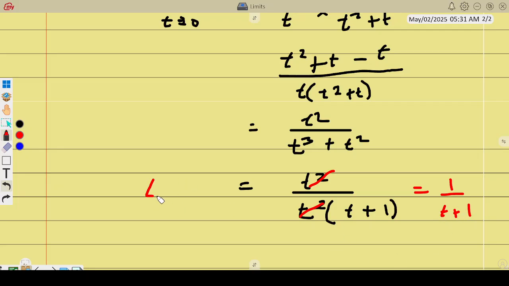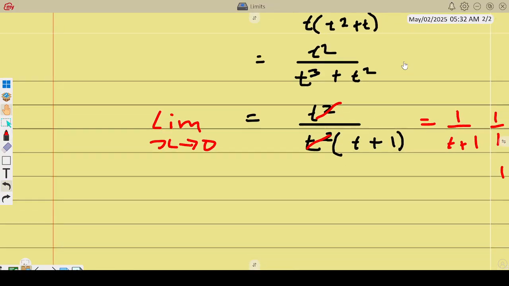That's when you also stop dropping down the limit as t approaches 0. I emphasized this in the lesson we had on WhatsApp. You should always bring it down. So 1 over t plus 1. Where there's t, you can put a 0. It's going to be 0 plus 1, which will just be 1. So the answer is 1 over 1, which is just 1. So that's how you find that.